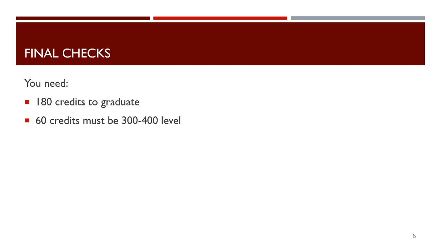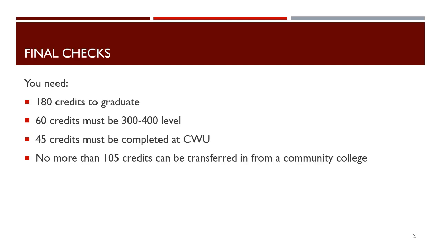As you do your own plan, keep these things in mind. Every student needs to complete 180 credits to graduate. 60 credits out of the 180 must be at the 300-400 level. 45 credits must be completed at Central, and no more than 105 can come from a community college. Some students may end up graduating with more than 180 credits, and that is perfectly fine.